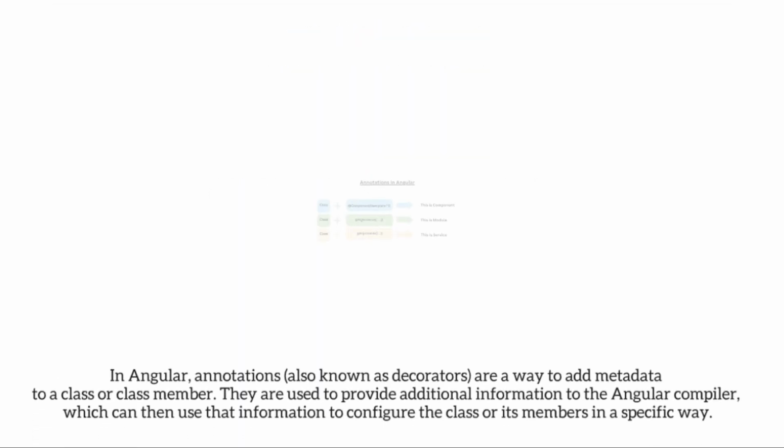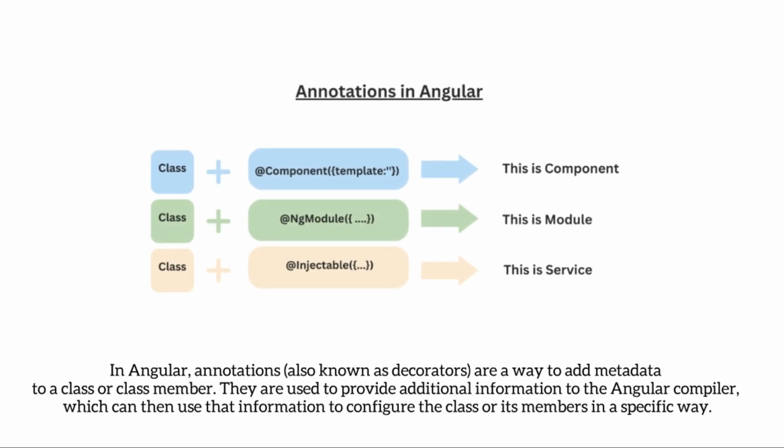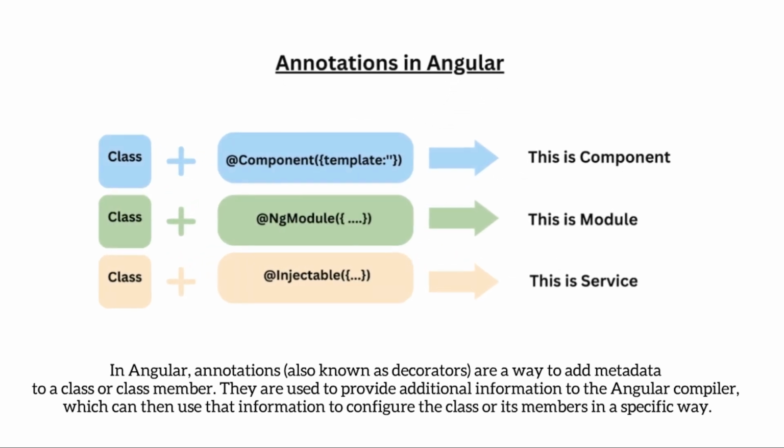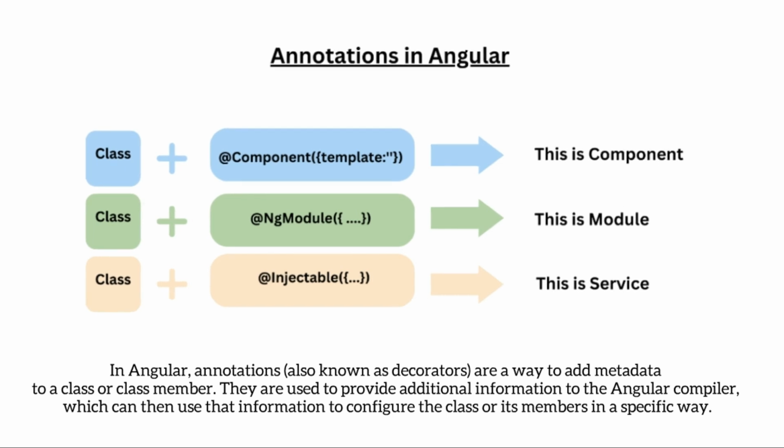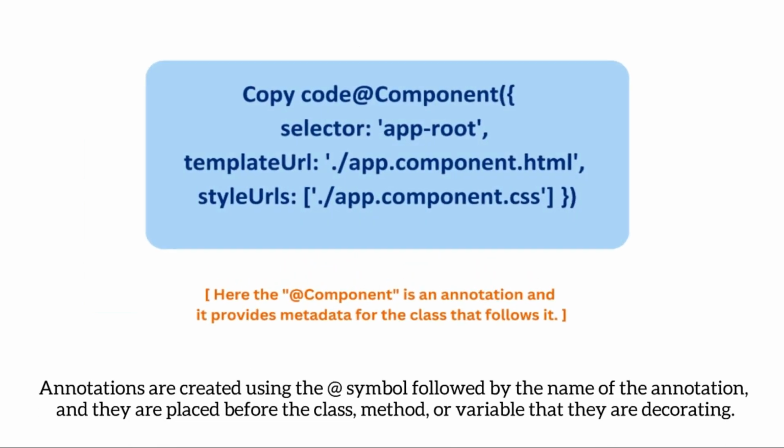In Angular, annotations, also known as decorators, are a way to add metadata to a class or class member. They are used to provide additional information to the Angular compiler, which can then use that information to configure the class or its members in a specific way. Annotations are created using the @ symbol followed by the name of the annotation, and they are placed before the class, method, or variable that they are decorating.